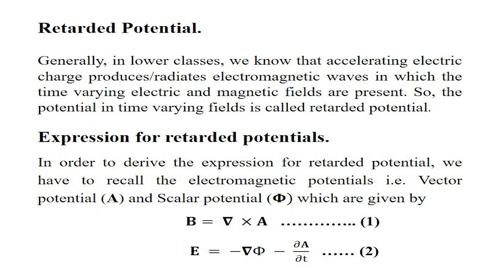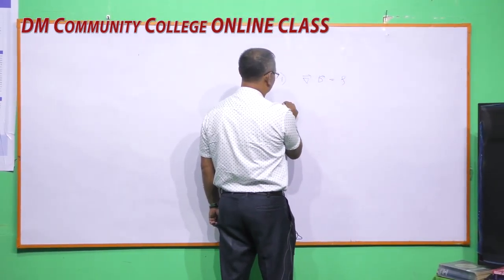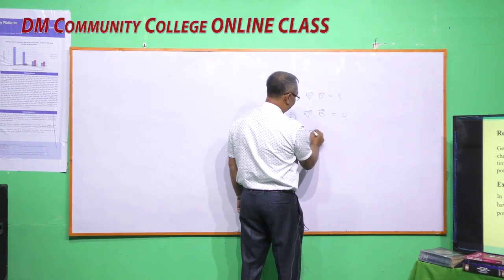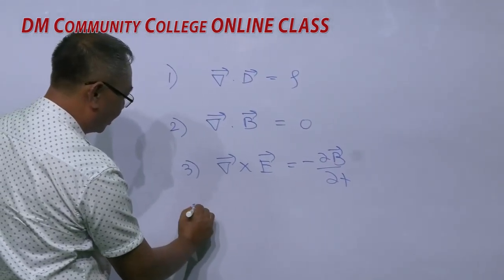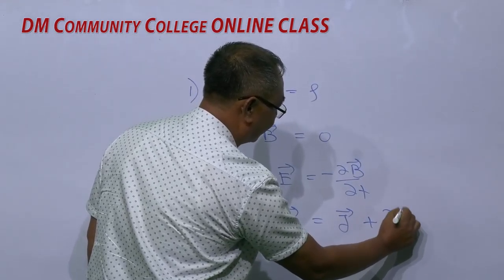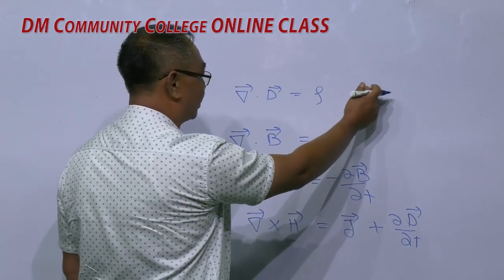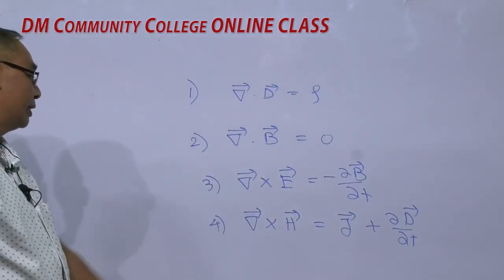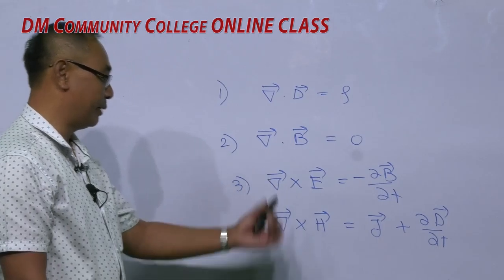So, I can write Maxwell's equations: divergence of D equal to rho, then divergence of B equal to 0, then curl of E equal to minus del B by del t, and curl of H vector equal to J plus del D vector by del t. The first equation is Gauss's law in electrostatics. The second one is the corresponding result for magnetic field. The third one is Faraday's law of electromagnetic induction. And the last one is the modified form of Ampere's law for magnetic force.